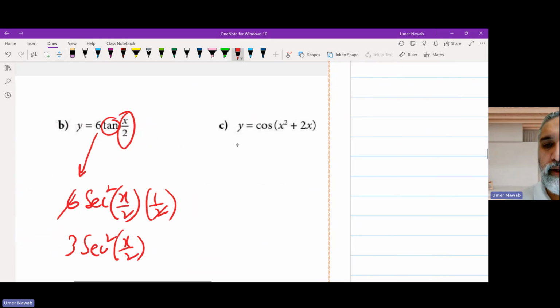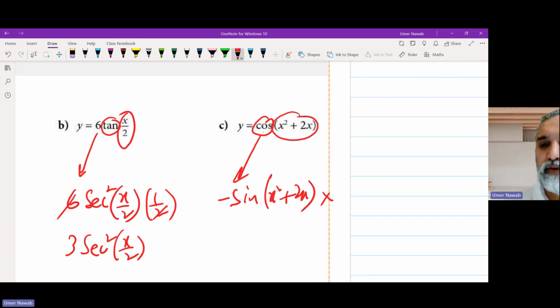Now this question, the derivative of cosine is minus sine, boys. x squared plus 2x as it is, the argument. The further derivative of x squared plus 2x will give you 2x plus 2, and leave the question like this.